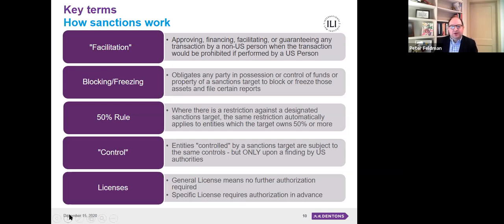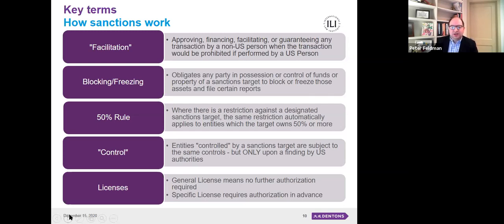Control's a little bit different. So in order for a sanctioned entity to pass along that sanctioned status to entities it controls but does not own 50% or more, OFAC actually has to make an affirmative finding of control. So unlike the 50% rule, which is automatic, control is in a sense discretionary. Something else needs to happen first before an entity that is owned less than 50% can be considered to have passed along that sanctioned status to an entity that it controls.